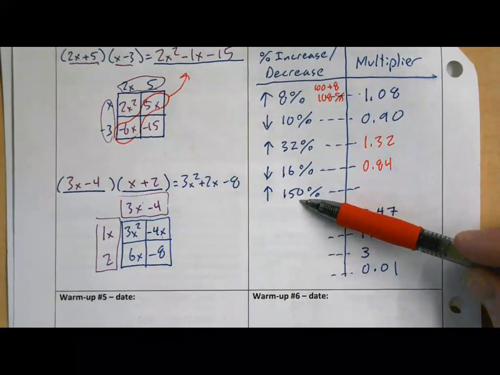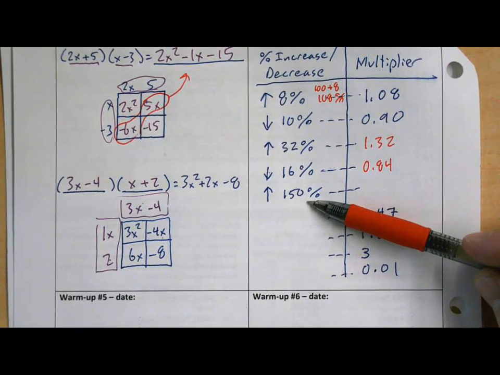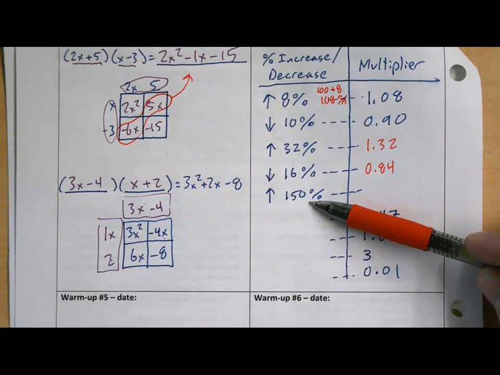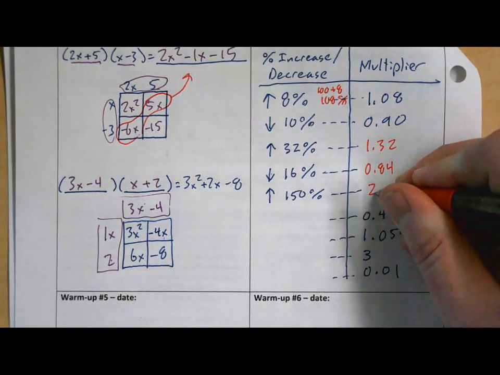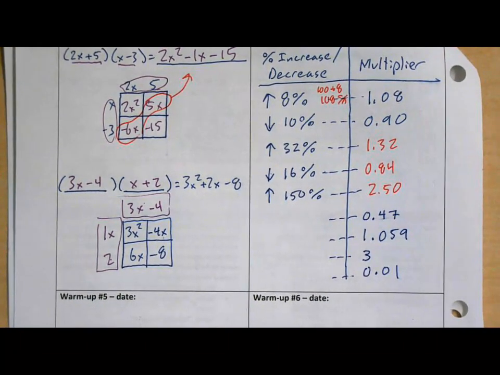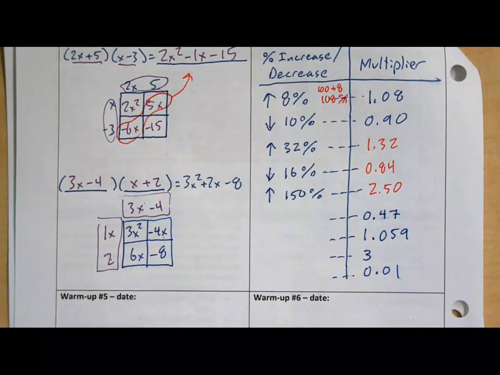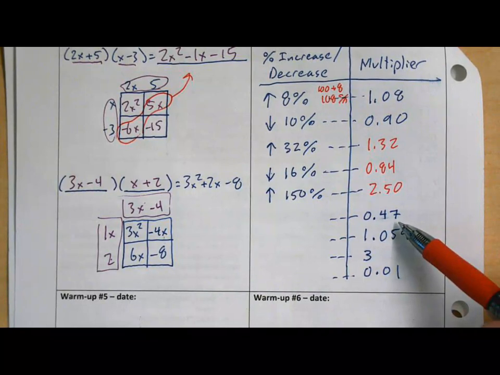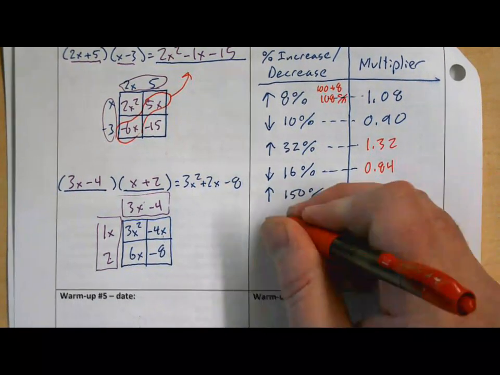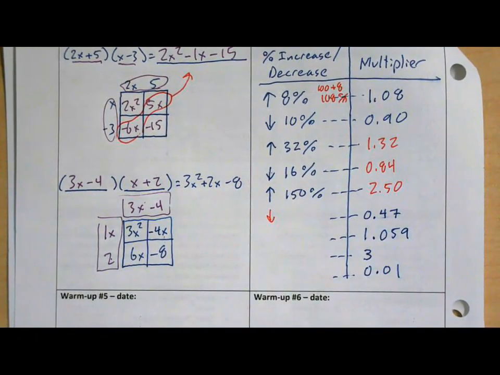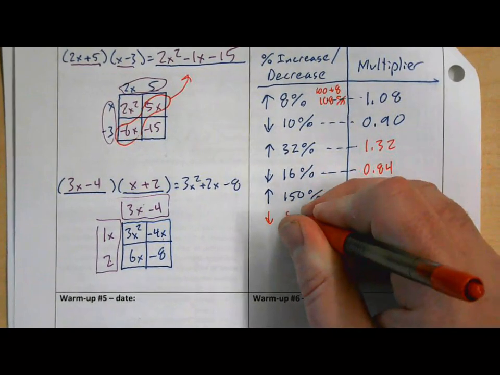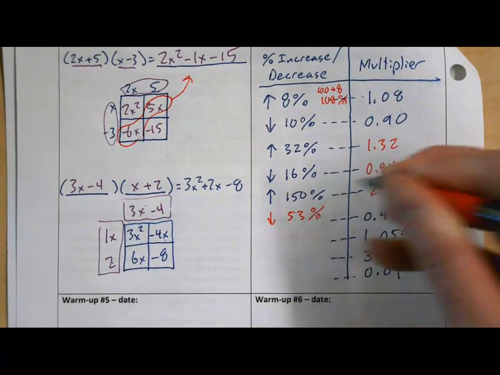So if I start with 100 and I add 150%, that gets me to 250%. 250 as a decimal would be 2.50. Did you guys have 2.5 there? We really don't need the 0. Now here we got to go backwards. So I look at this and I say that's 47%. How far away from 100 is that? It's definitely a decrease, but by how much? That's 53 down from 100. If I did 100 minus 53%, I would get 47%.